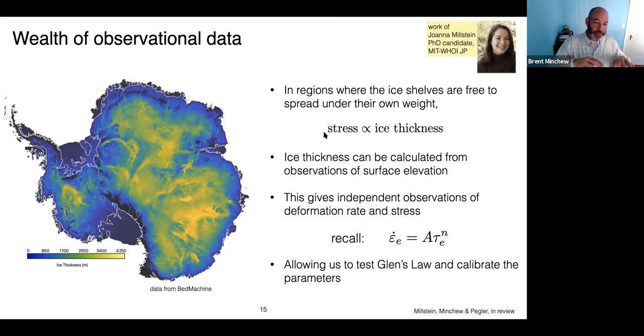And because we can take observations of ice thickness, and we can take observations of the deformation rate from the velocity fields, and these are separate observations, it gives us independent observations of the two components that we want to understand in Glen's flow law. So the effective strain rate, as well as the effective deviatoric stress, as we saw before. And so having these two independent observations of these pieces within the flow law gives us this opportunity to ask the question of whether or not Glen's flow law is a reasonable approximation to the flow of ice in this area, and then, if it is, to calibrate the parameters that are associated with it.